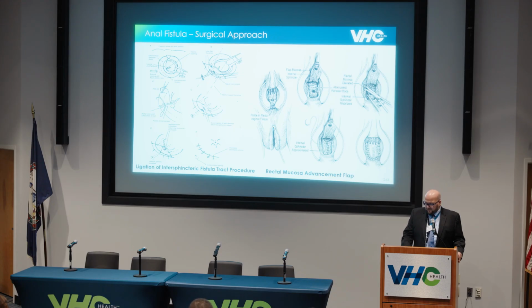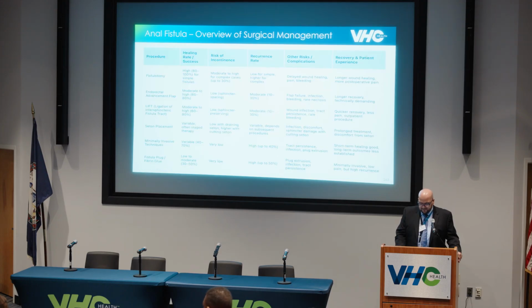And then the rectal mucosal advancement flap, when the internal opening tends to be a little bit higher and there's a lot of muscle involved, you can do this procedure by mobilizing some rectal mucosa right above the internal opening, closing the opening, debriding the tract, and then buttressing the internal opening. And that's another good option that we have.